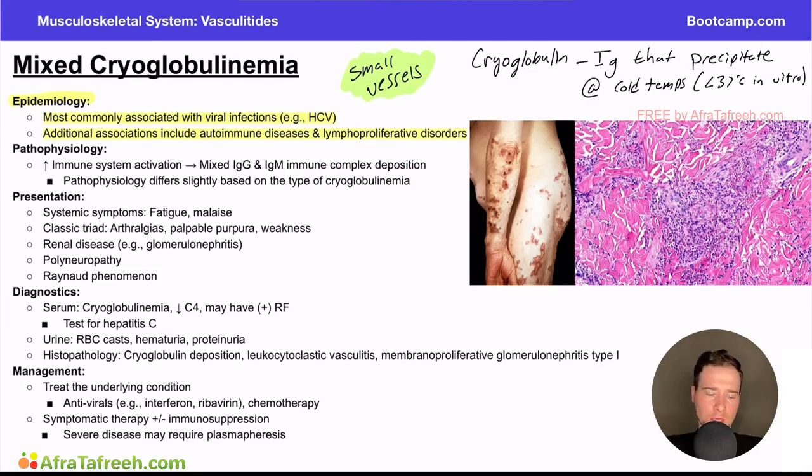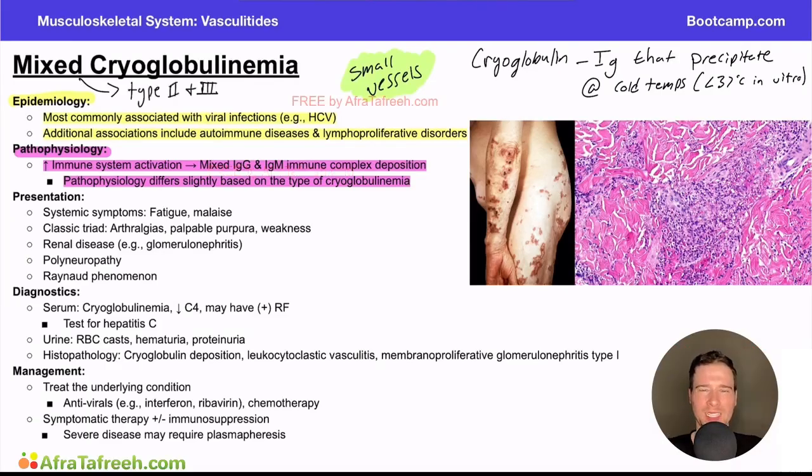When we think about the pathophysiology, this is typically going to be due to an overactive immune system, leading to mixed IgG and IgM immune complex deposition. Now, it's important to know that the pathophysiology differs slightly based on the type of cryoglobulinemia. Remember, there are several different types, which can deal with the types of immunoglobulins, their side chains, and different associated conditions. But again, that depth is beyond what we need to know at this level. The main thing is that when we're talking about a mixed cryoglobulinemia, we're typically talking about type 2 and type 3, as type 1 is less likely to present with a vasculitis. It's more likely to present with a hyperviscosity syndrome, which could be something like polycythemia vera or Waldenstrom macroglobulinemia.